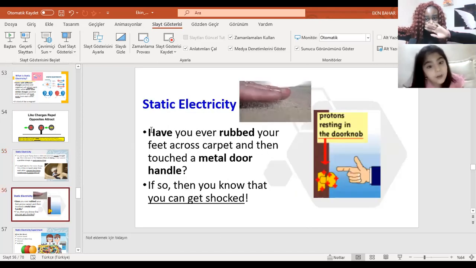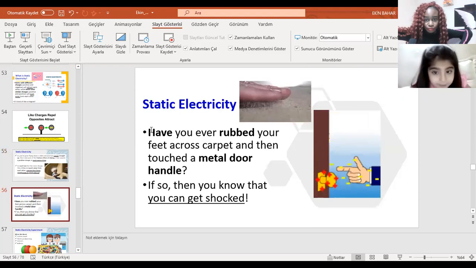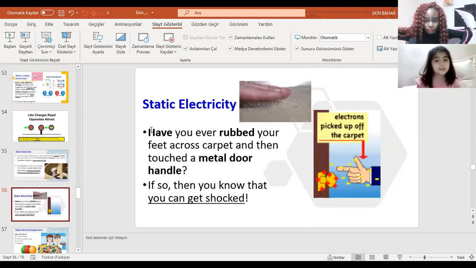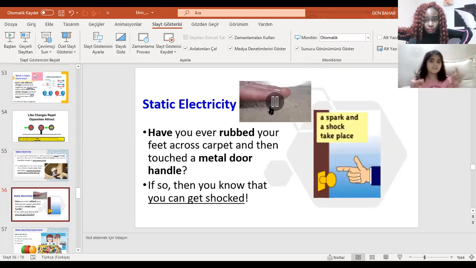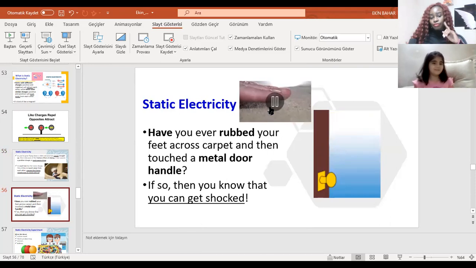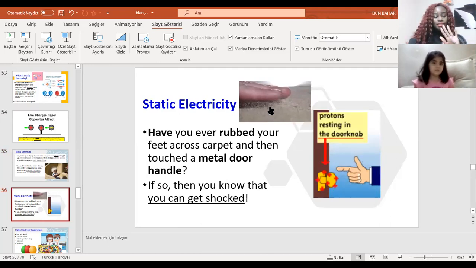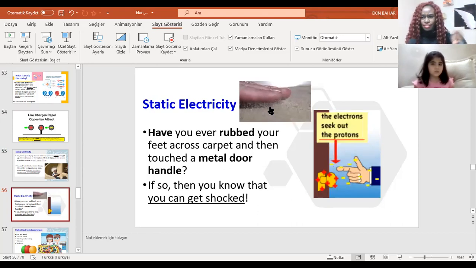Have you ever rubbed your feet across carpet and then touched a metal door handle? If so, then you know that you can get shocked. Many times I've gotten shocked, but I didn't know why and how it had happened. I just felt like, oh, there is electricity, and I generally get my sleeves like this and try to open the door. I didn't know it was because I had created static electricity. Now I know.